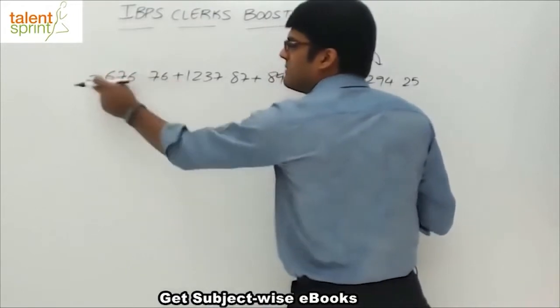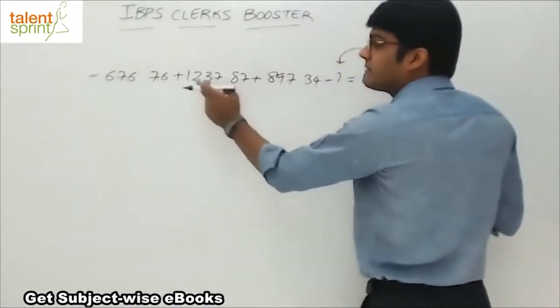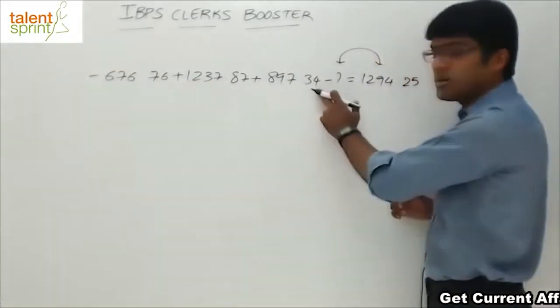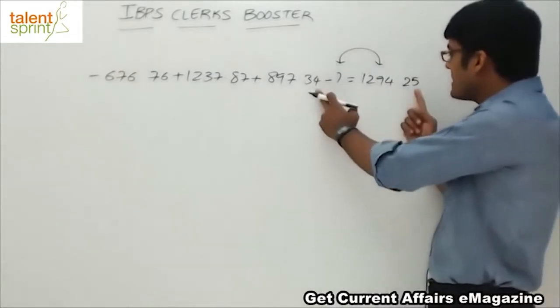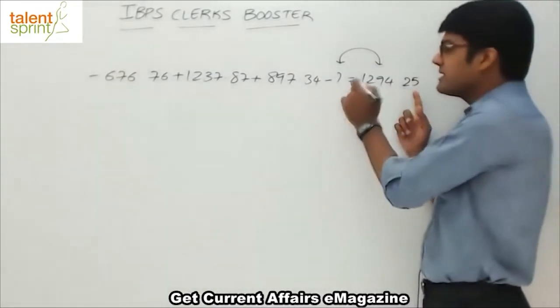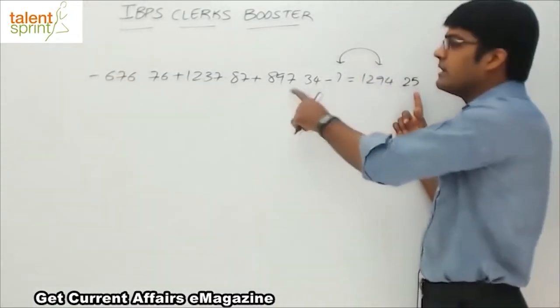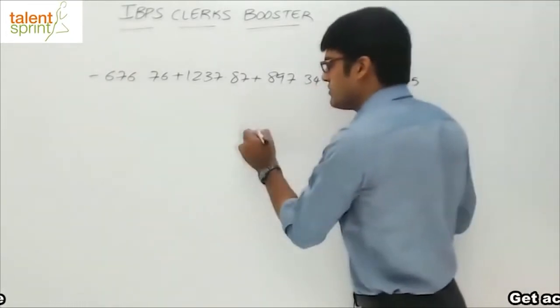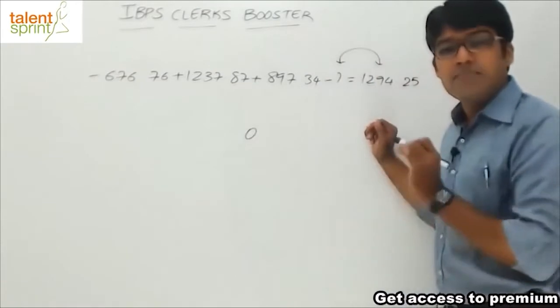Minus 6, right? Minus 6 plus 7. This is plus 7. Minus 6 plus 7 plus 1. Plus 1 plus 4 plus 5. Plus 5 and minus 5. Remember, this is like minus for us because it goes on the other side. So plus 1 plus 4 was plus 5. Plus 5 minus 5 is 0. So 0 is the rightmost digit of your answer.